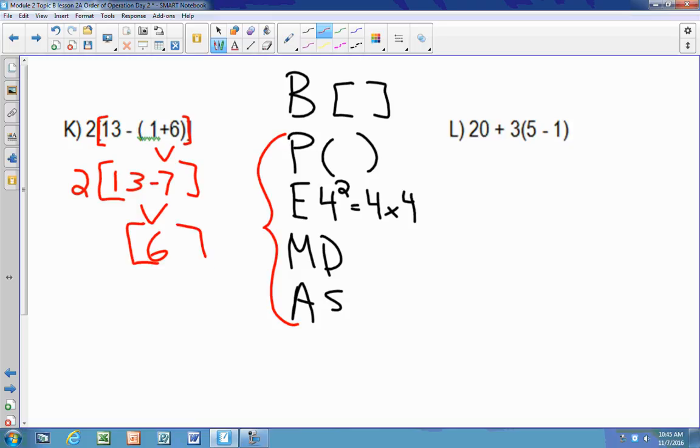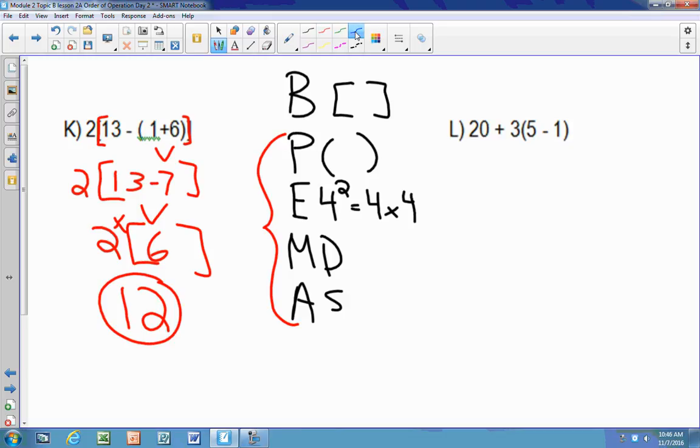So now I still have brackets, and I still have to continue on with this. And because the number on the outside of the brackets does not have an operation next to it, I'm going to leave the brackets there. So now I see these brackets, and I have a 6 and there's a number next to it. When there's a number next to it, it's telling me to multiply. They won't put the multiplication symbol in there. So I have to know that that means 2 times 6, and that is 12.